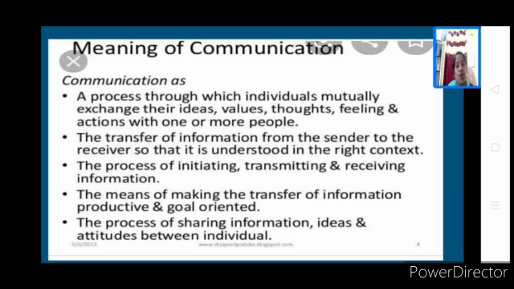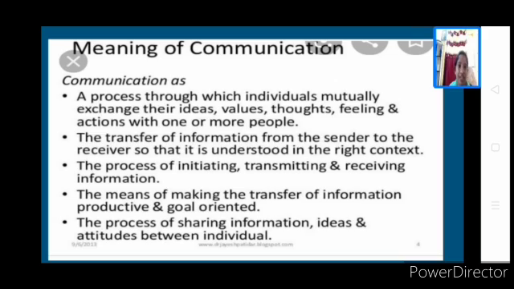In simple terms, we say communication is a process of exchanging our thoughts, ideas, values, feelings, actions, etc. Then something extra, like the transfer of information from the sender to the receiver so that it is understood in the right context. When we speak more professionally about communication, we speak of the sender of the message and the receiver of the message. If I am speaking now, explaining something to you, I am the sender of the message, and you, the listener, are the receiver. So it is the transfer of information. What I learned, I am sending to you, and you are trying to take that information. That is communication.